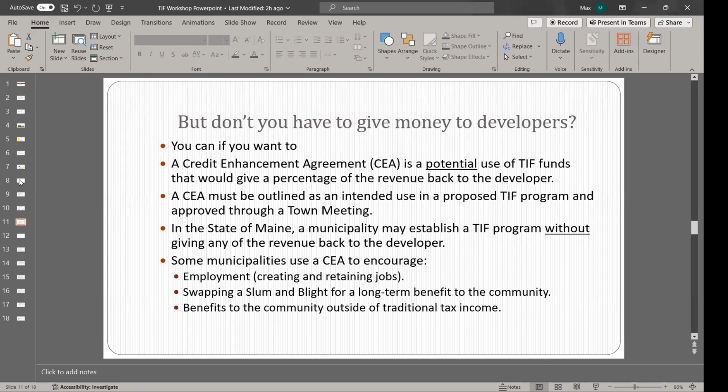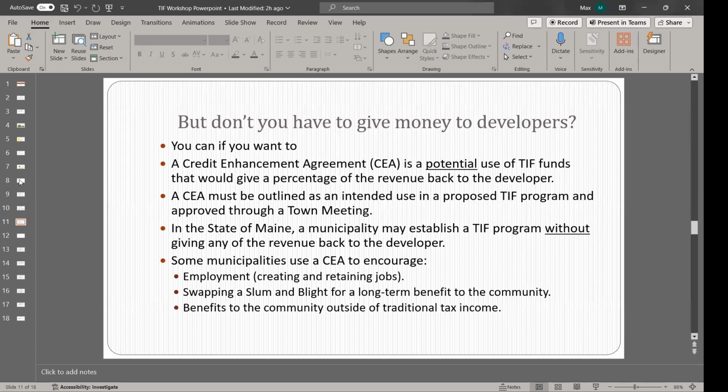Now, with all that being said, I'm not saying that a credit enhancement is terrible. There are benefits to it. If you can come to an agreement that encourages employment, which is either creating or retaining jobs, swapping a slum and blight location or a brownfield site for a long-term benefit to the community. Earlier, we were seeing the pictures of this decrepit old area with a concrete slab and maybe some housings on it. Maybe that's something your town's looking for. That's a potential use and maybe a great use of the credit enhancement if your town agrees with that. Or any benefits that your community would see outside of traditional tax income.